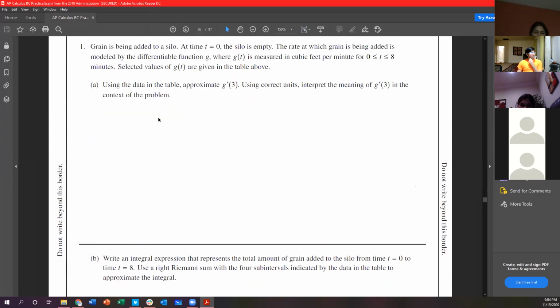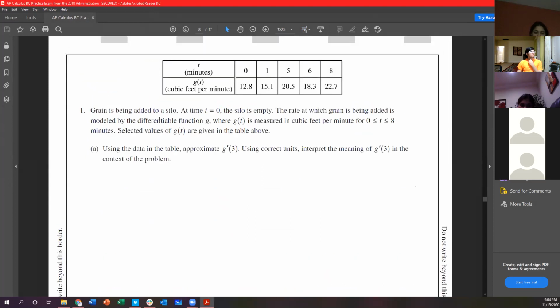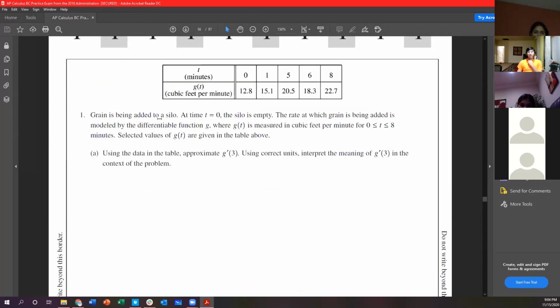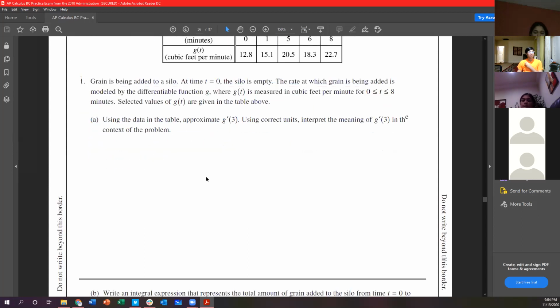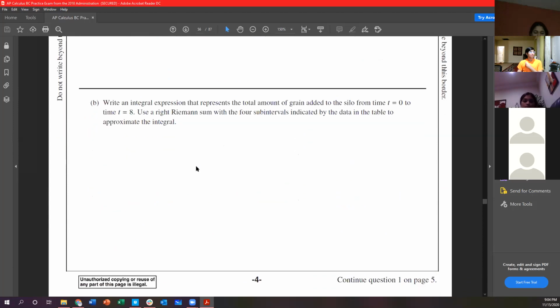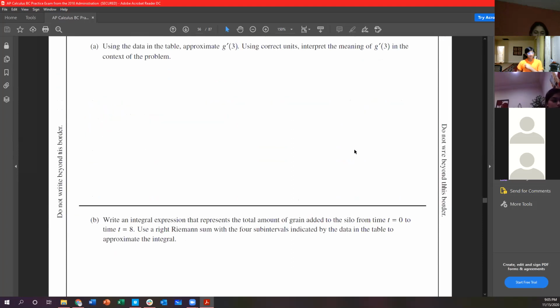This is a derivative. Oh, we actually did this. This was one of our test questions. You remember this? A grain is being added to a silo. Or did we not have the same question? I remember this was on one of our tests this year. This was actually just a derivative problem. And this one used right Riemann sums, so there's no need to do this one. Let's just move on to the next problem.